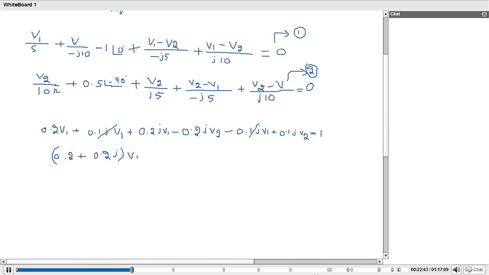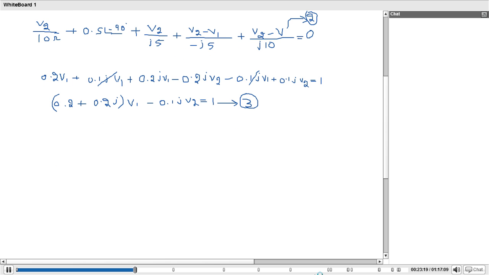So I am writing V1 terms and V2 terms separately. Following? Yes, sir. So minus 0.2 jV2 and plus 0.1 j, so minus 0.1 j V2 is equals to 1. So this is, name it as 3. So same equation 1 I just solved in the simplified form. So this is the equation 3.